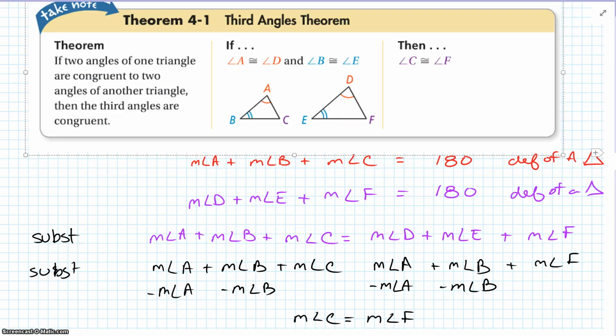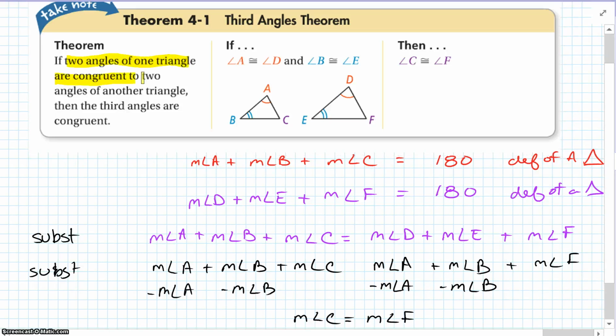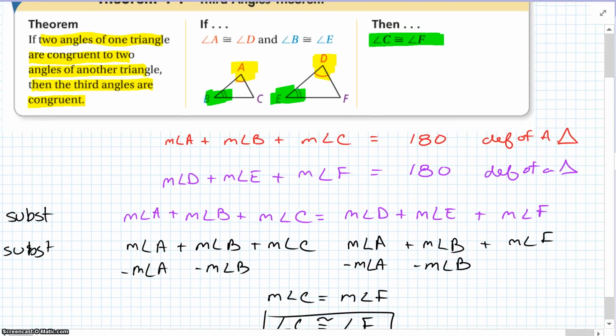All right, theorem 4.1, third angle theorem. Okay, here it goes. If two angles of one triangle are congruent to two angles of another triangle, then the third angles are congruent. So here's the example. If angle A is congruent to angle D, and angle B is congruent to angle E, therefore we can conclude angle C is congruent to angle F. Let's prove this really quick.